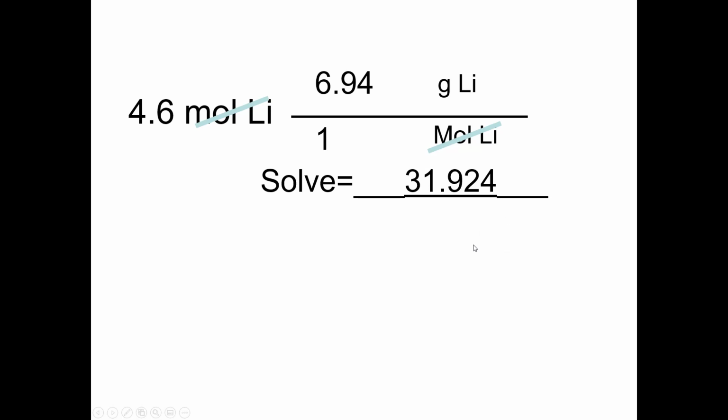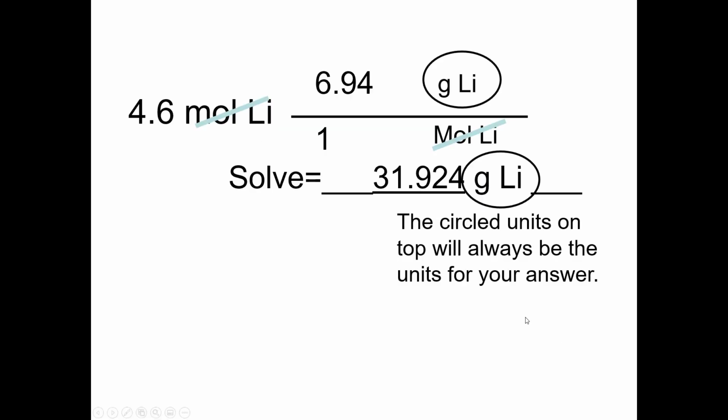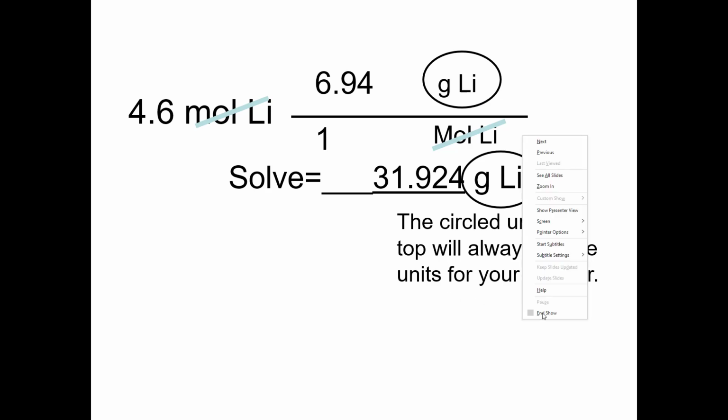And so then the next thing is to make sure you include units. So with units, it's always going to be the top unit, the one that's left on the top of the last division bar. And so your first unit here, moles, canceled, and so that leaves you with grams. This should also be the unit that they asked you for, which in the question they asked for grams of lithium. So you got 31.924 and then grams of lithium. These should match each other. Don't forget your units. That is very important.